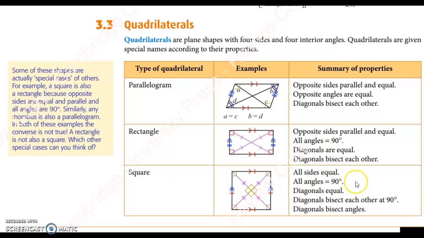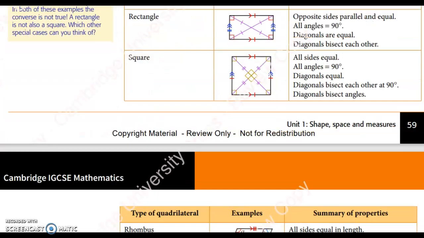Because all sides are equal, all angles are 90 degrees, the diagonals are equal, the diagonals bisect each other at 90 degrees, and the diagonals bisect the angles. So it divides the angles into 2 equal parts. Each angle at the diagonal is 45 degrees. So this one is a perfect quadrilateral. We can say that.